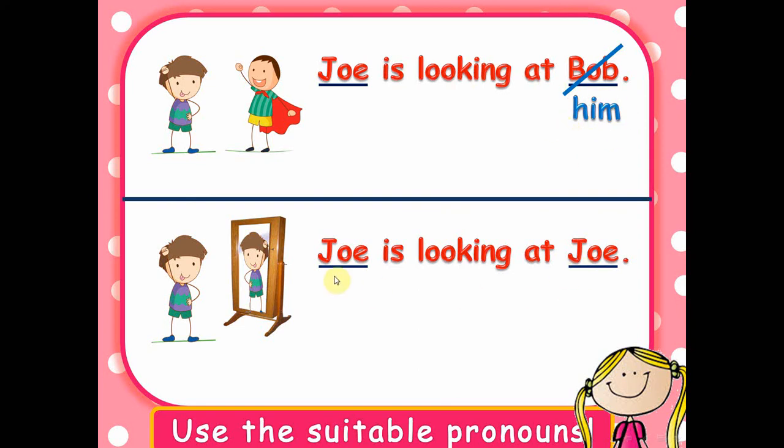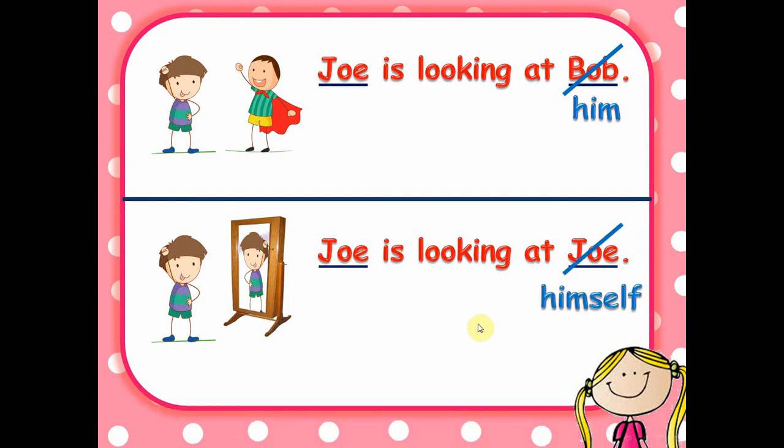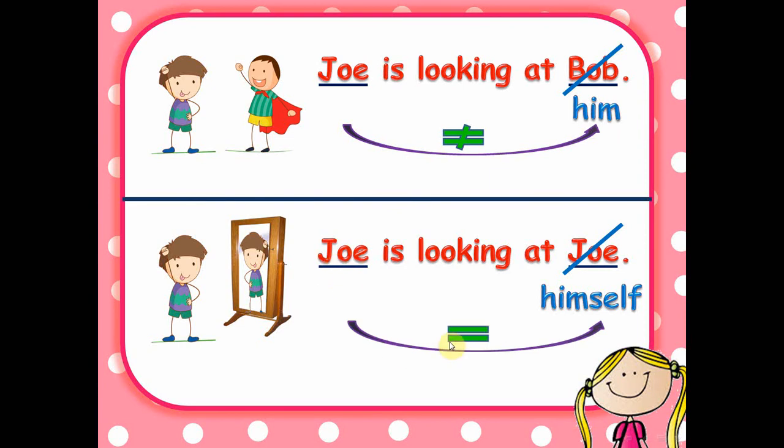But here, can I say here that Joe is looking at him in the mirror? Of course no, I will say Joe is looking at himself. So whenever the subject is different from the object, I use something called an object pronoun. But whenever the subject is the same as the object, I use something called a reflexive pronoun.